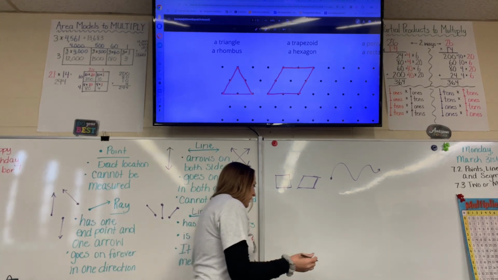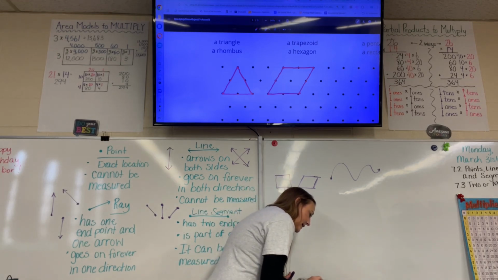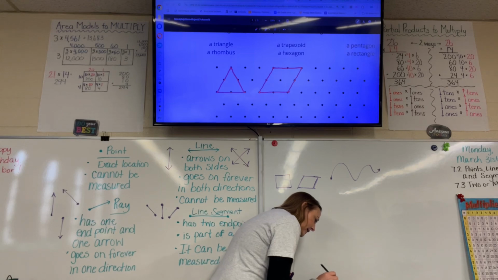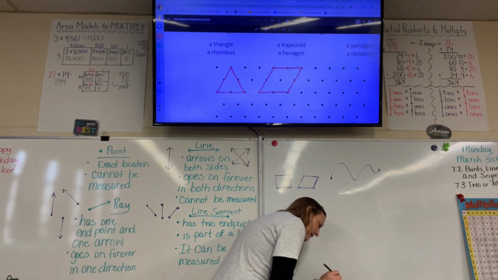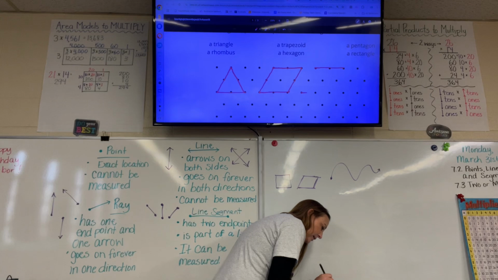Next we're going to do a trapezoid. And a trapezoid is like a triangle with the top cut off.